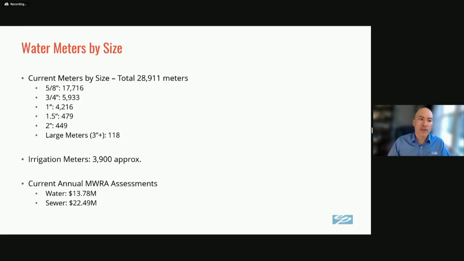So currently in the city, there are approximately 29,000 meters. And you can see by this slide that we break up the meters by size. Predominantly, the 5/8 inch meters are used for residential or small commercial properties and customers. You can see that that's about 75 to 80% of all meters used, about 17,716 meters. And then the rest from there go to 3/4 inch and 1 inch and larger.